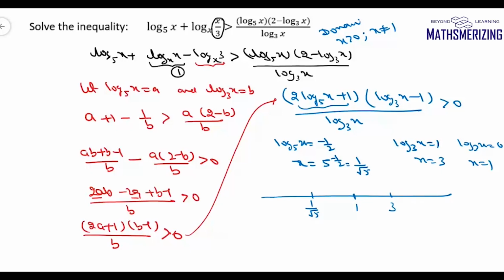Now the sign of the rightmost interval is plus, so it goes plus, minus, plus and minus. I need plus, so x should lie between 1 upon root 5 and 1, or x is greater than 3. So x belongs to (1 upon root 5, 1) union (3, infinity). So that is the answer to this inequality.